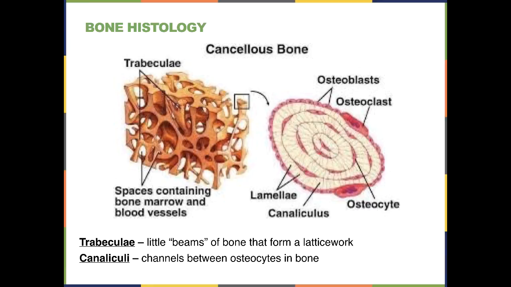On the right, you see a typical osteon, which we will talk about more in the future, which has little channels between the various osteocytes, and these channels are called canaliculi. And on the outside there, you see the osteoclasts and osteoblasts. The osteoblasts are producing the bone, the osteoclasts are resorbing the bone. The various levels or layers of bone that look like rings on a tree are called lamella or bony lamella. So this is the cancellous bone and the bony trabeculae that form the cancellous bone.